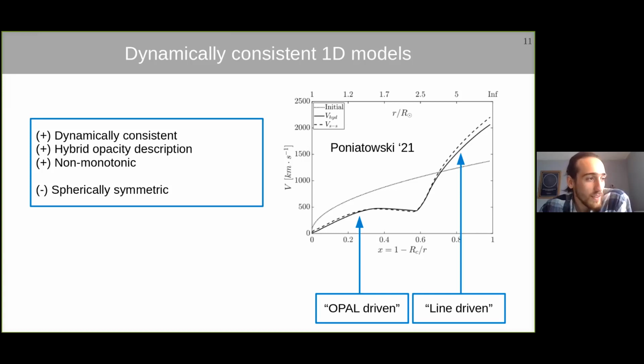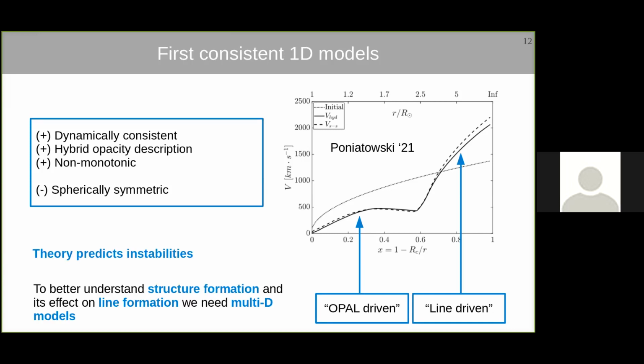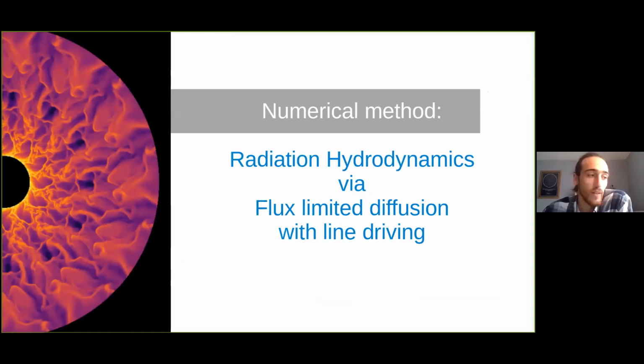However, these models are still 1D, so still spherically symmetric, and thus don't really account for any turbulence or convection in the winds. Our theory predicts that we should find convection and turbulence and structure formation in stellar winds of Wolf-Rayet stars, at least. So to better understand the structure formation and how it affects the formation of spectral lines, we actually do need 2D models or even 3D models to fully model these winds.